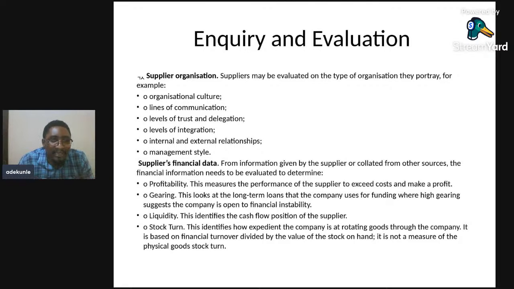Of course, you want to look at their liquidity. You identify the cash flow position of the supplier. You look at the stock turnover, where you identify how experienced the company is in rotating goods through the company, and also the financial turnover divided by the value of the stock on hand. So it measures the entire physical goods stock turning. So you can use these to evaluate them.